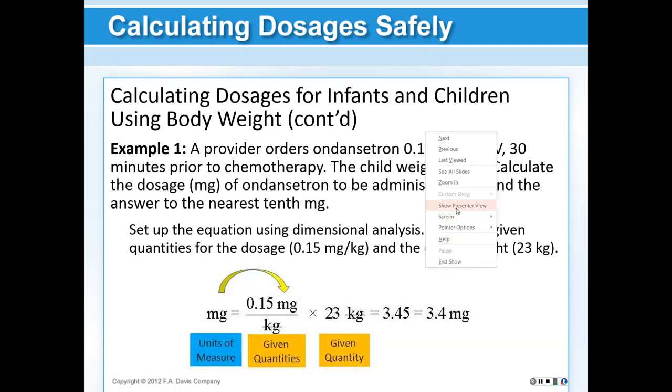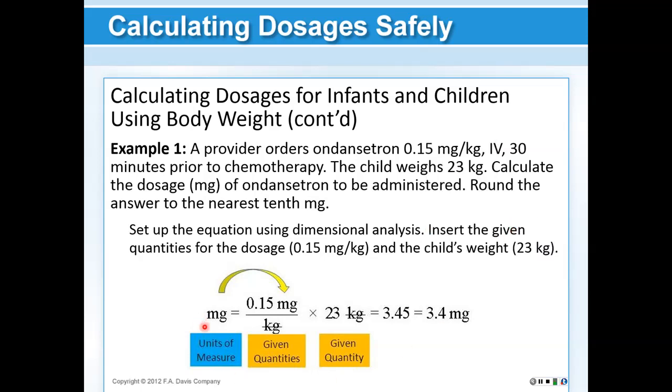I'm going to get my little pointer out here, and we always start by identifying what we're looking for. Here we are looking for milligrams. Looking at the problem, our provider has ordered 0.15 milligrams per kilogram. Since we're looking for milligrams, we start our first equation with milligrams as the numerator, or that top number. Since the provider has said 0.15 milligrams per kilogram, we have to keep that together in an equation.